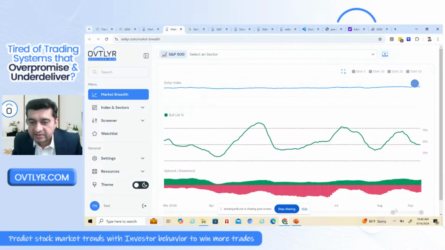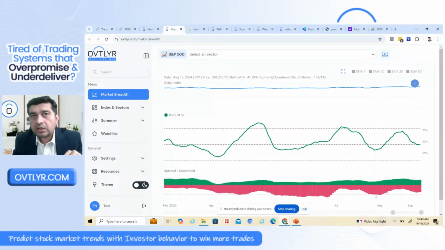For example, I'll give you an example. So here the market breadth, the bullish percent, has started to go up, right? On August 13. But if I look closely to the daily count here, the number of stocks in uptrend are 163, and the number of stocks in downtrend are 135. Now, for me to determine if the market has started recovering or not, I need to see this number going in a more favorable way.